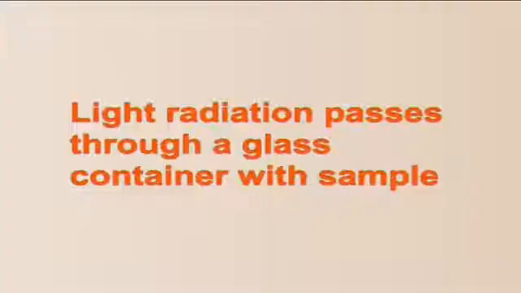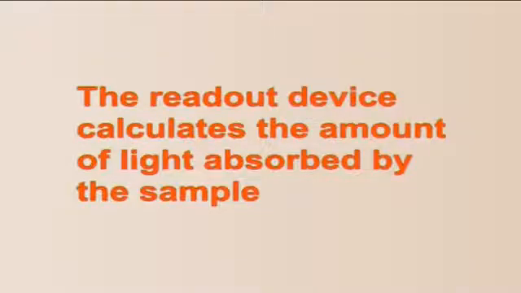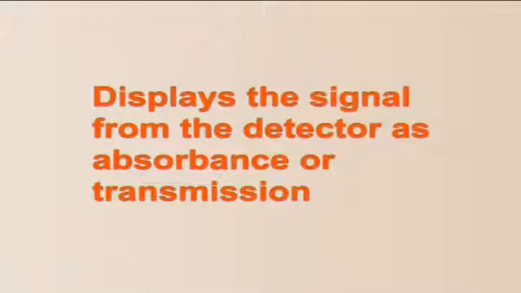Light radiation passes through a glass container with sample. The detector measures the energy after it has passed through the sample. The readout device calculates the amount of light absorbed by the sample and displays the signal from the detector as absorbance or transmission. Both filters and monochromators are used to restrict the radiation wavelength.